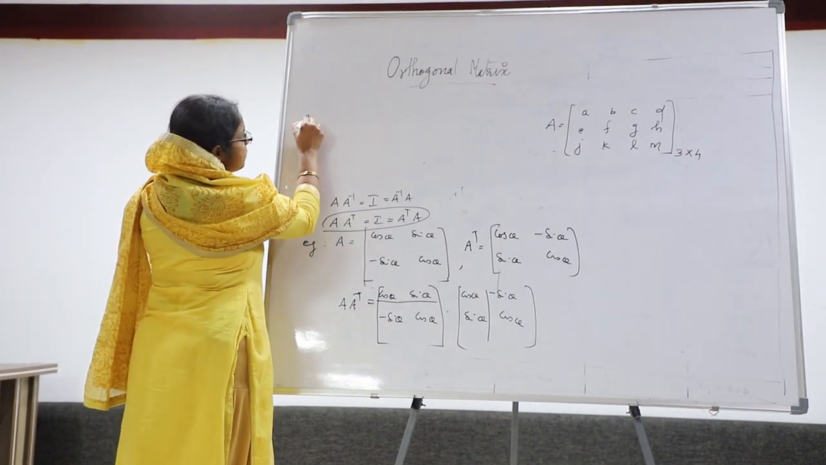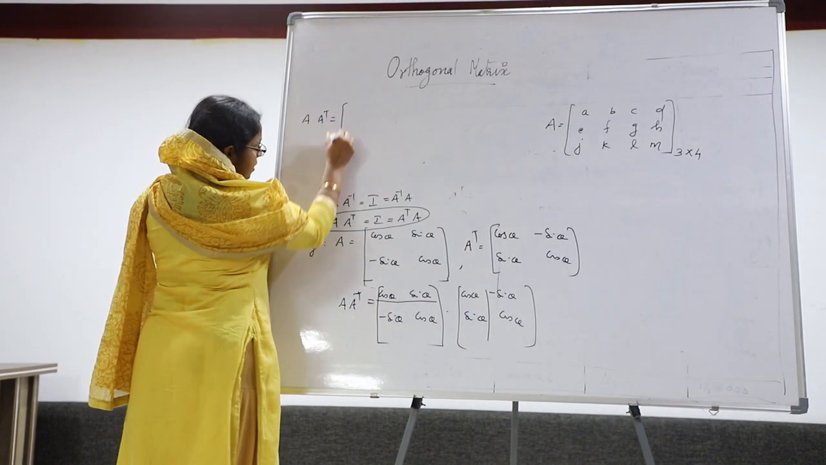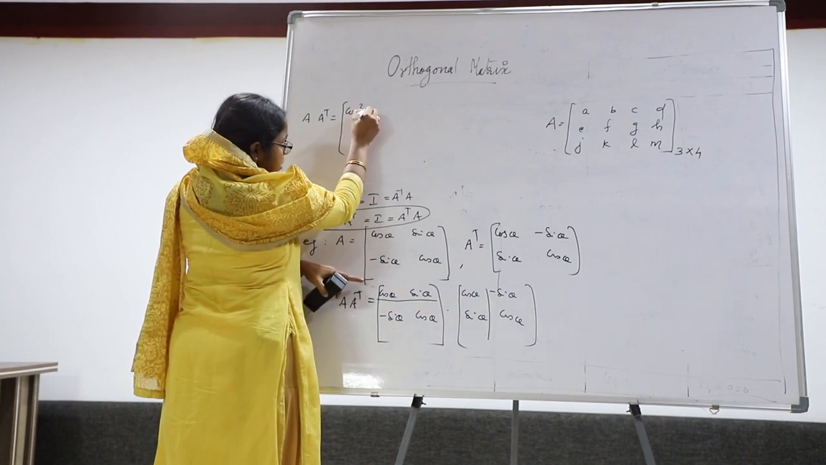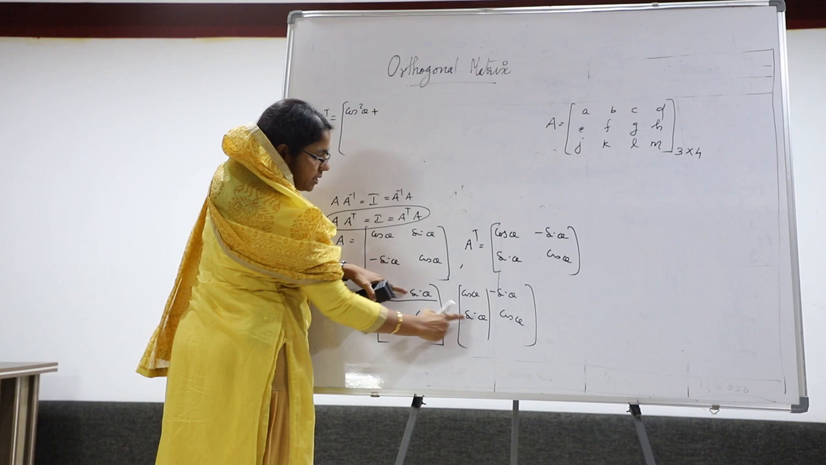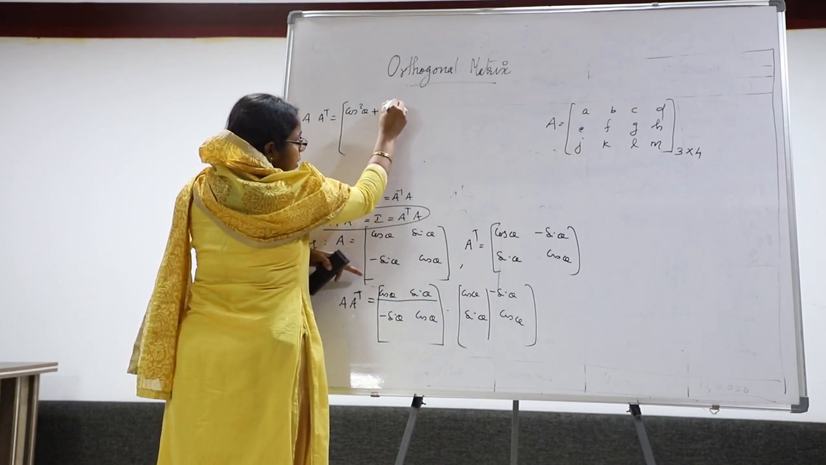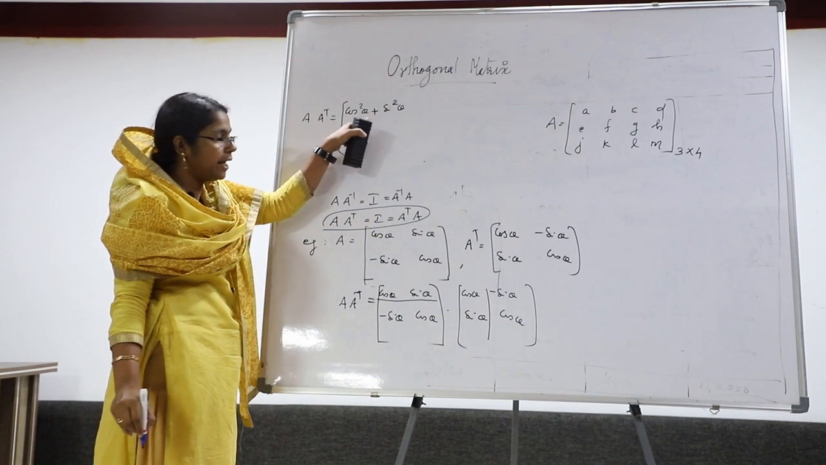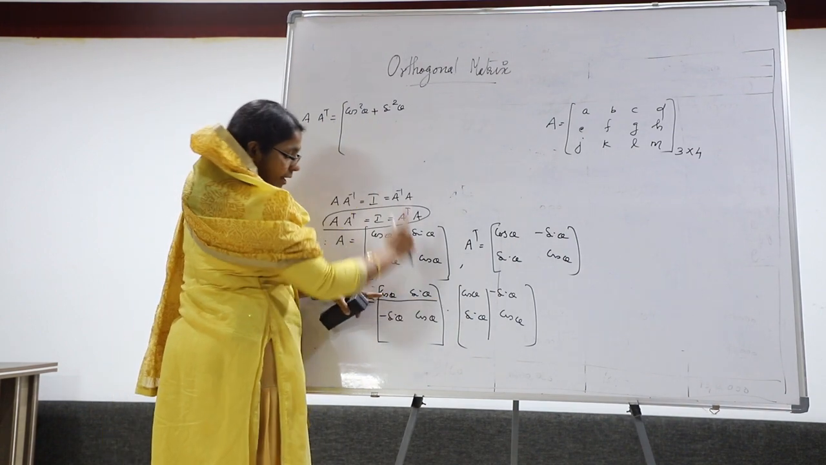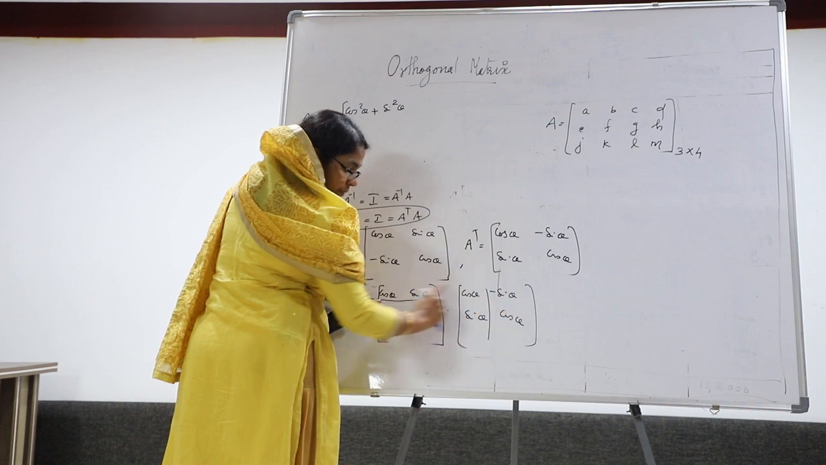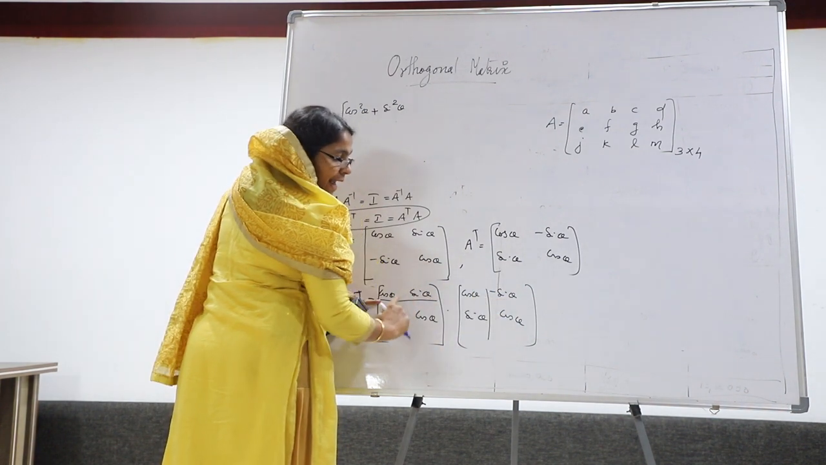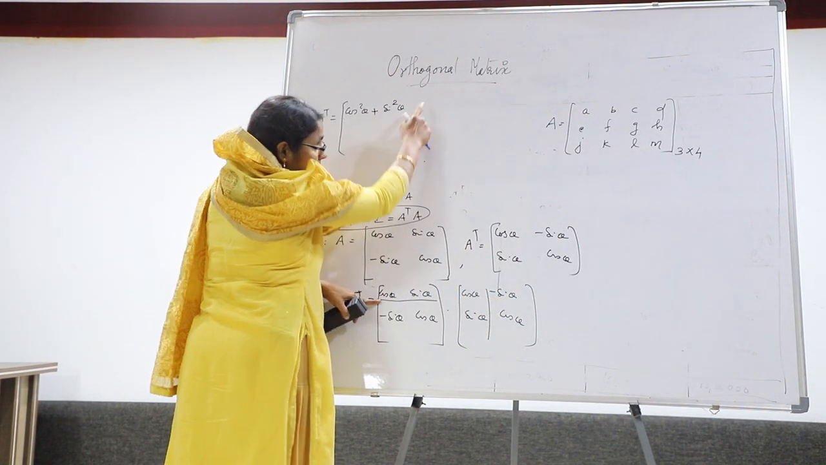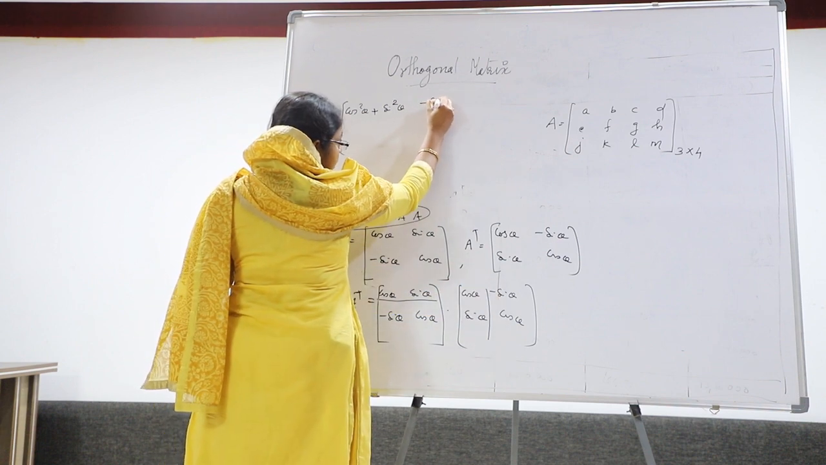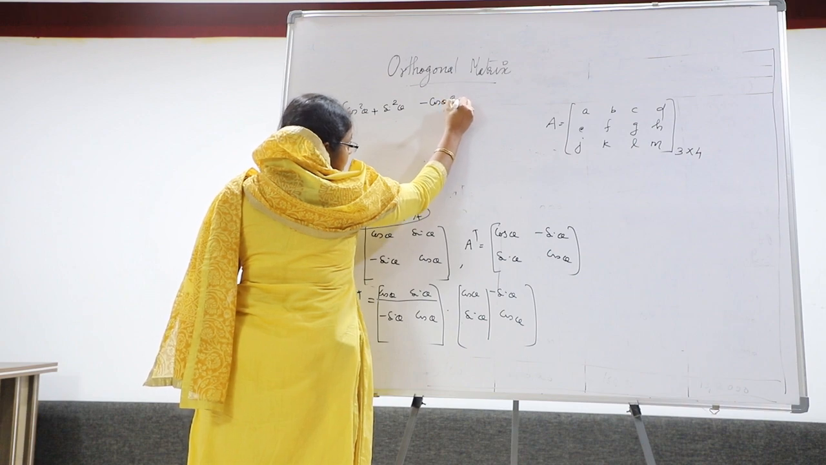So, A transpose. We can write this one as cos theta into cos theta, that is cos square theta, plus sin theta into sin theta, the corresponding elements multiplication, and then add together. First row, first column gives the first element. Then first row, second column, corresponding elements multiplication, and then add together, then we will get the second element. So, we will get cos theta into minus sin theta, that is minus cos theta sin theta.